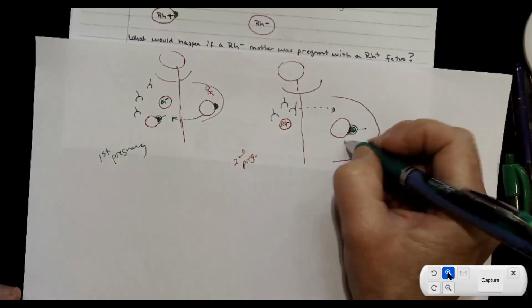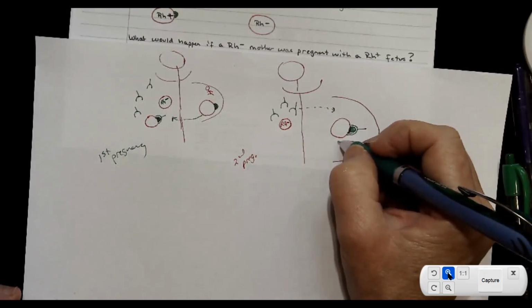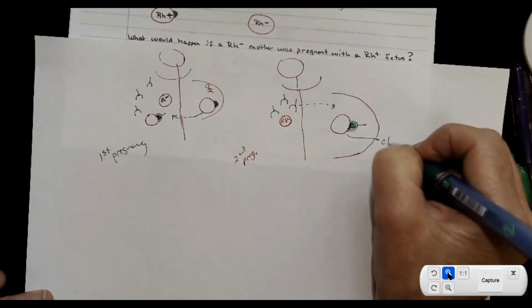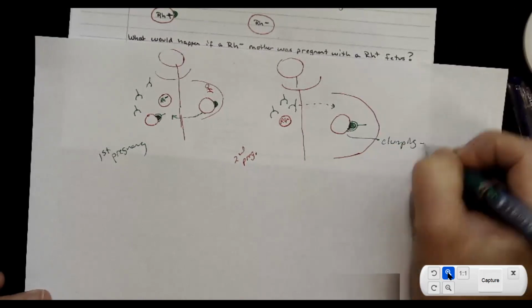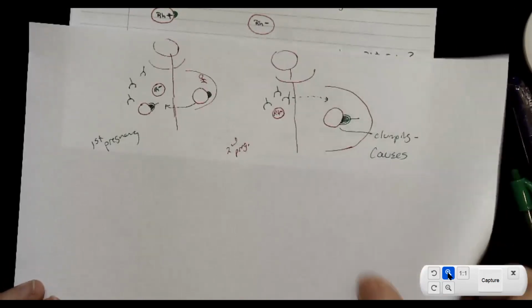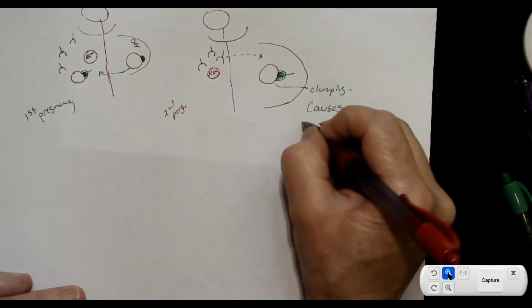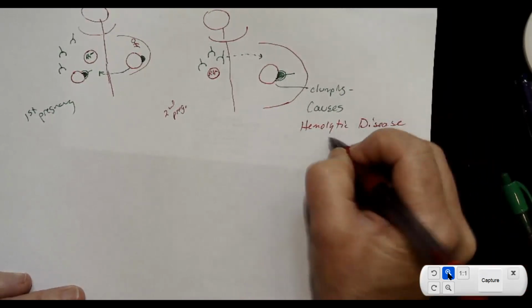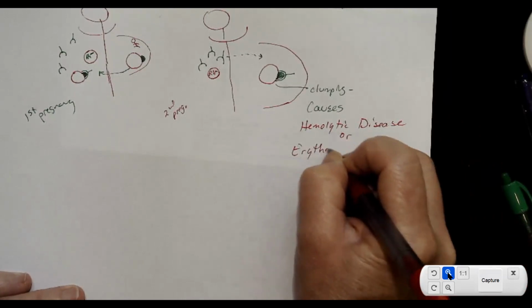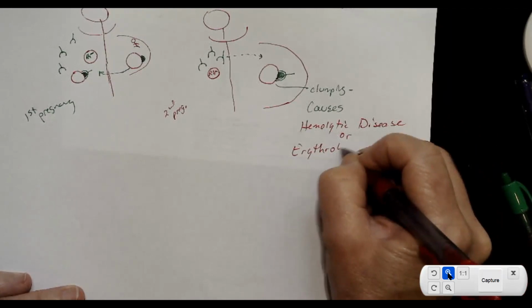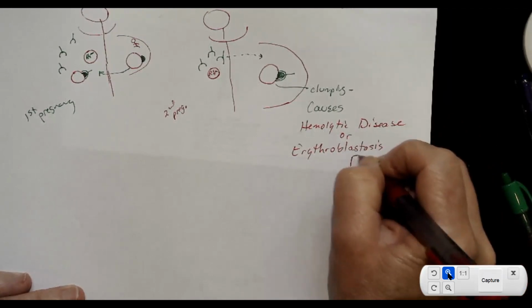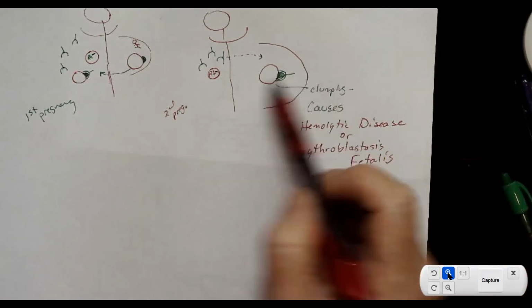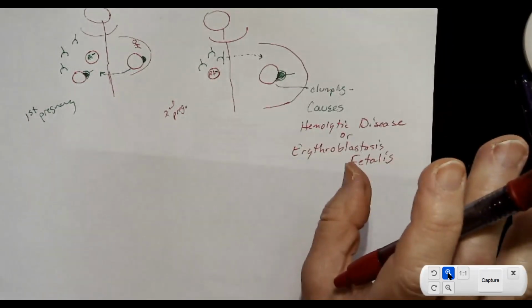It's going to cause problems. So we're going to have clumping, and it causes a disorder that is referred to as hemolytic disease, or it's also known as erythroblastosis fetalis. So we need to prevent this.